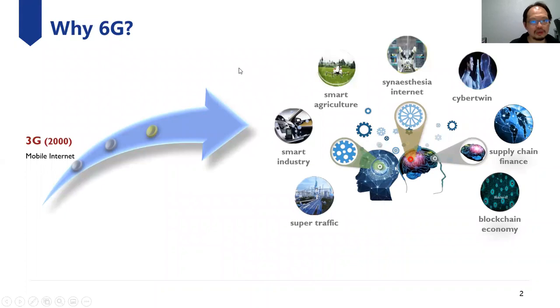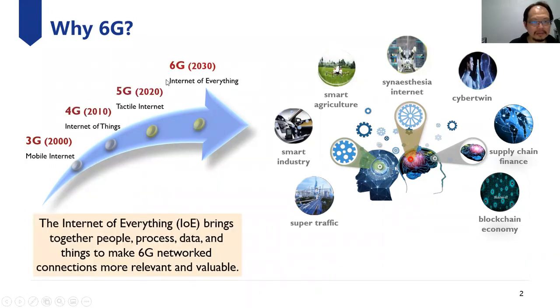Why 6G? As you may have noticed, our technology has advanced. 6G stands for sixth generation network for communication and network systems. Then 3G from 2000 and then 4G in 2010. As you notice, every 10 years there is a major advancement, and 5G in 2020 and 6G 2030, which also stands for Internet of Everything. That allows us to bring people, process, data and things to make 6G network connection more relevant and valuable.